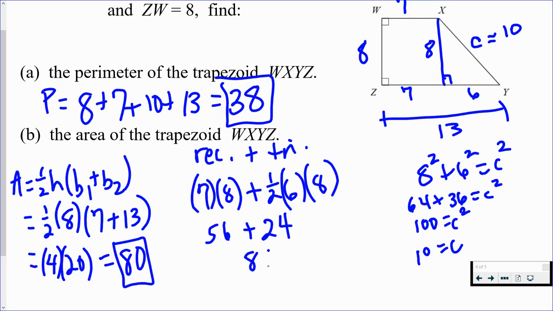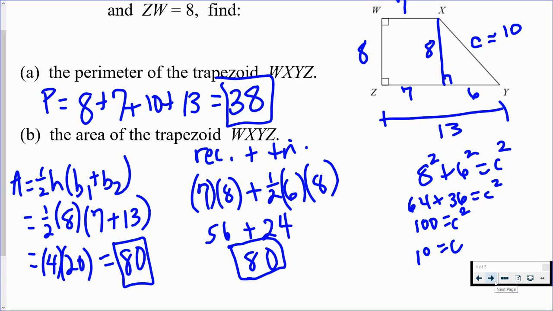56 plus 24 gives us 80. Okay, so either way, we end up with 80 for that area, no matter which way we do it, whether we find it using the area of a trapezoid formula or whether we add the rectangle plus the triangle. Either way is fine and either way works. A lot of times it's just whichever one you see first.